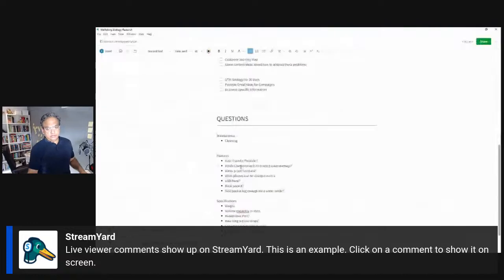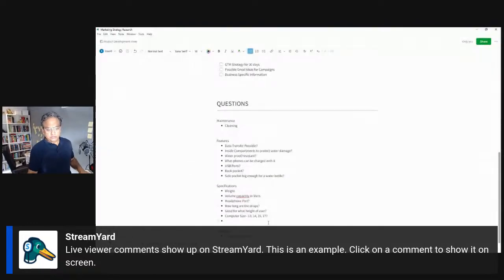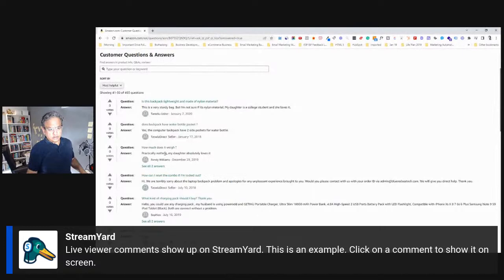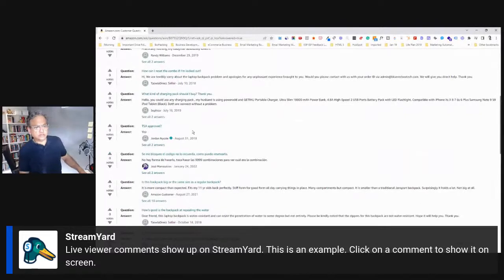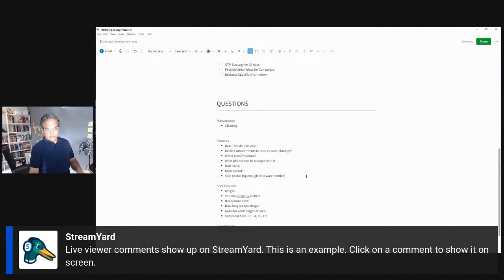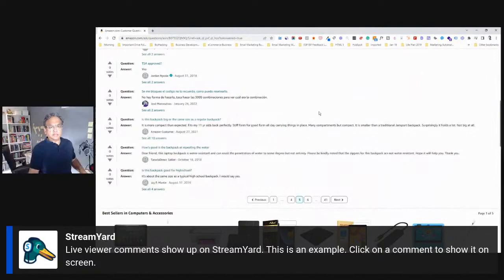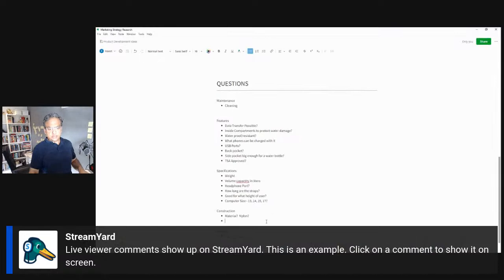Lightweight, made of nylon. Construction, should we call it? You said the combo, how much does it weigh? We've already included the weight. TSA approved. Interesting. Is the backpack bigger, the same as a regular backpack? Good for high school. Use cases.